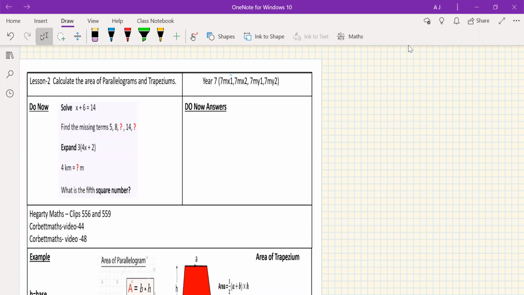The topic is Calculate the area of a parallelogram and trapezium. You can see we have 5 do now questions, followed by some information about Hegarty Maths and Corbettmaths video clips. And there are 2 examples and a few questions for you to do today that are in your booklet.